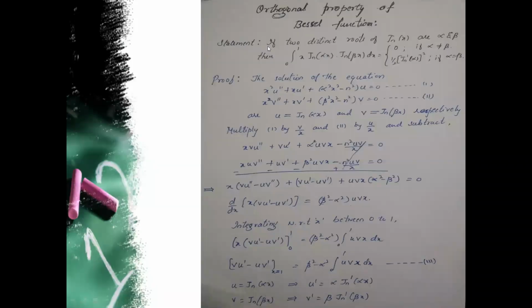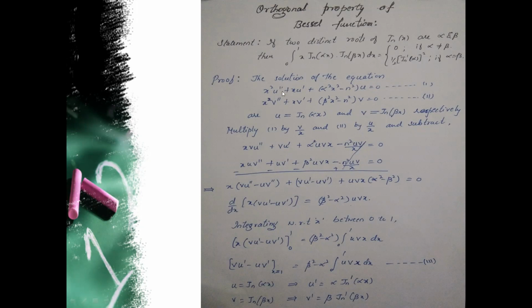So the statement of the orthogonal property of Bessel function is: if we have alpha and beta as two distinct roots of Jn of x, then the integration from 0 to 1 of x into Jn of alpha x into Jn of beta x with respect to x will give 0 if alpha is not equal to beta, and it is half of Jn dash of alpha whole square if alpha is equal to beta. Now let us see the proof of this.